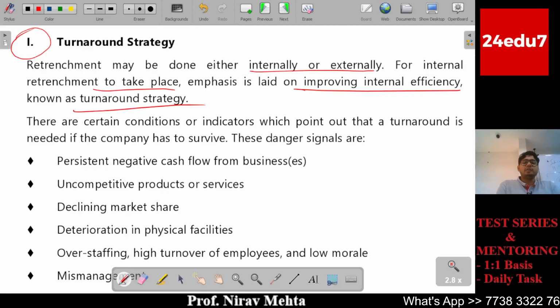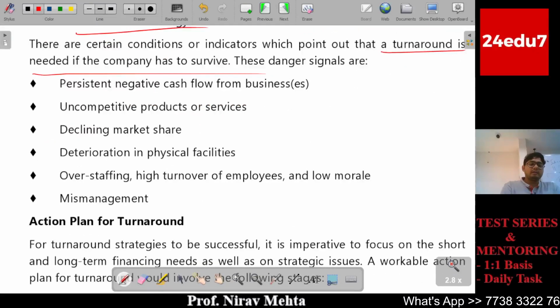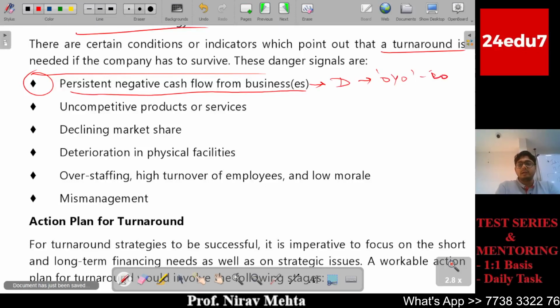There are certain conditions or indicators which point out that turnaround is needed if the company has to survive. These danger signals are: first, persistent negative cash flow from one particular business. There is a continuous negative cash flow. Here you can write DOO, so you will understand minus 20 rupees. Understood? No reply. Okay. Now, uncompetitive product. Again, you will write here DOO, just like that.